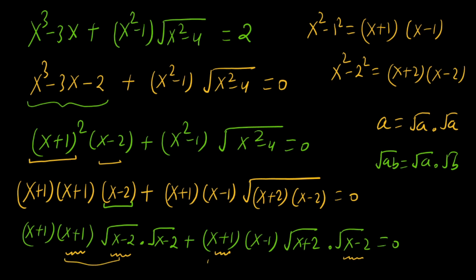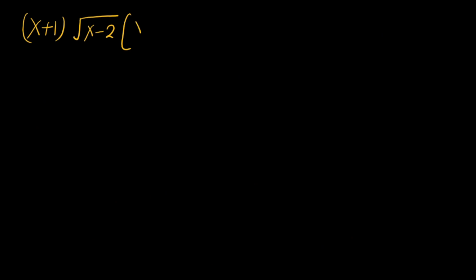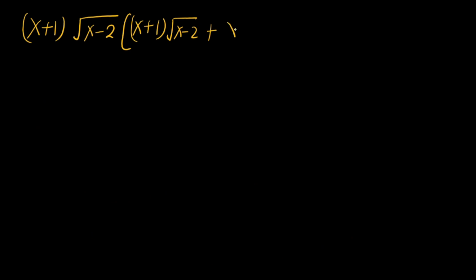This expression is common on the left hand side. If we take this expression common, then on the left hand side we have (x plus 1) times square root of x minus 2, multiplied by (x plus 1) times square root of x minus 2, minus... here plus, this expression is common, then (x minus 1) times square root of x plus 2, and this is equal to 0.